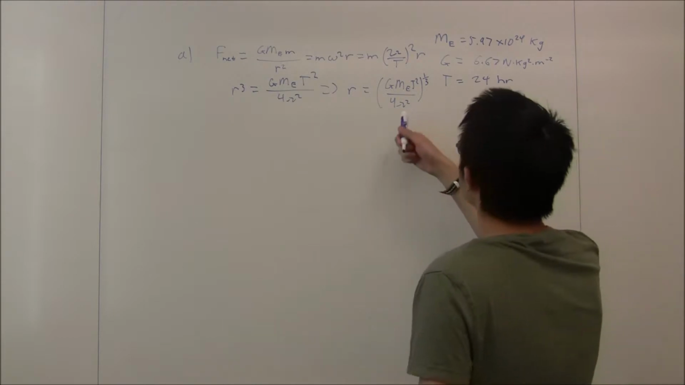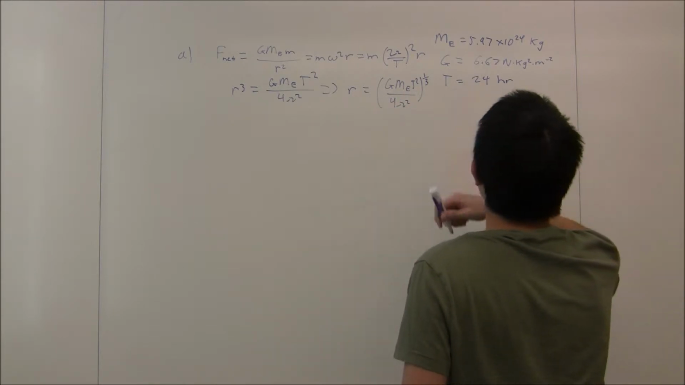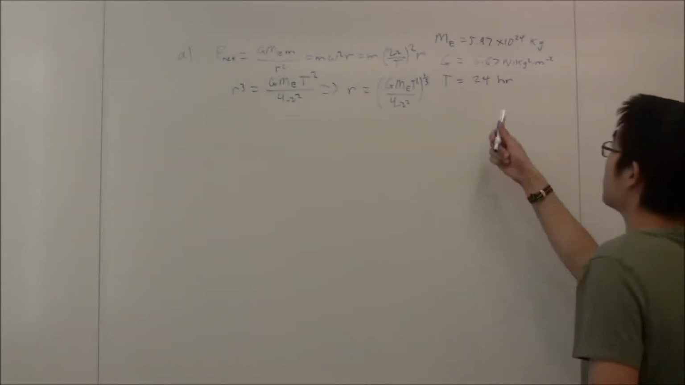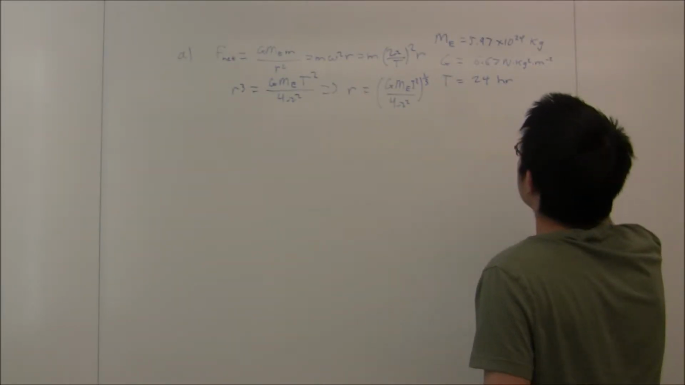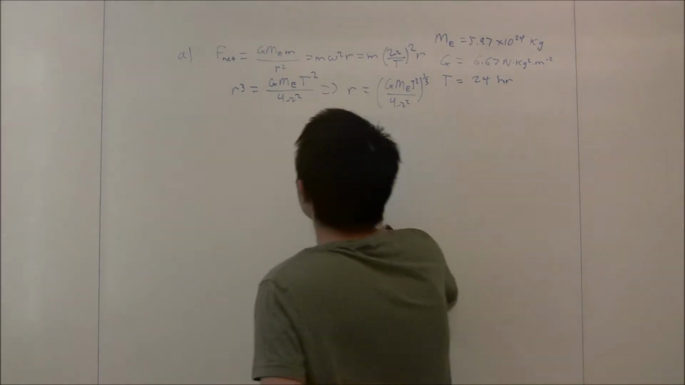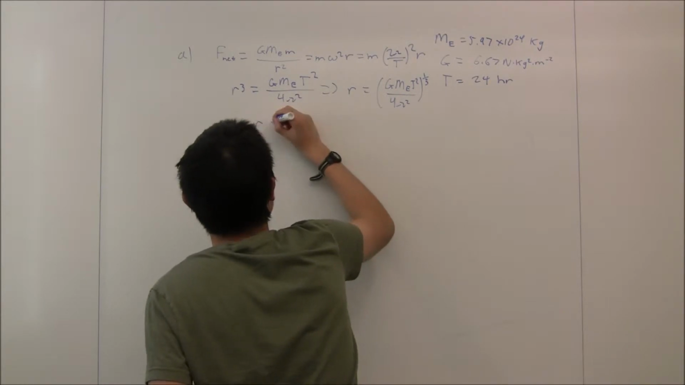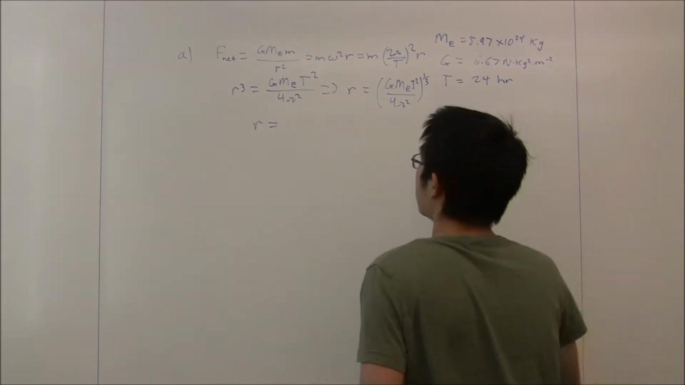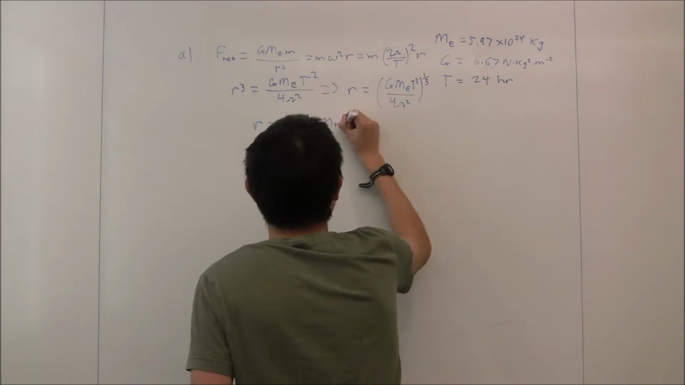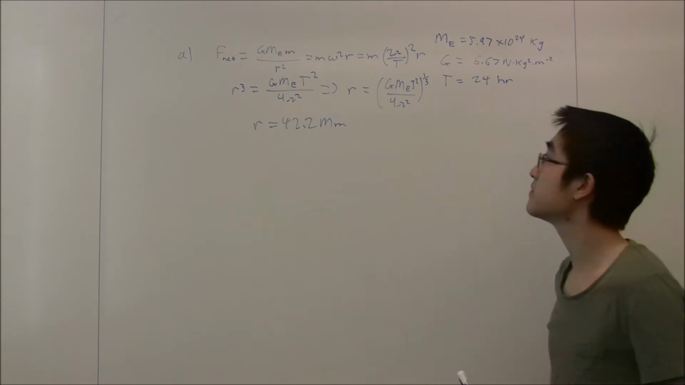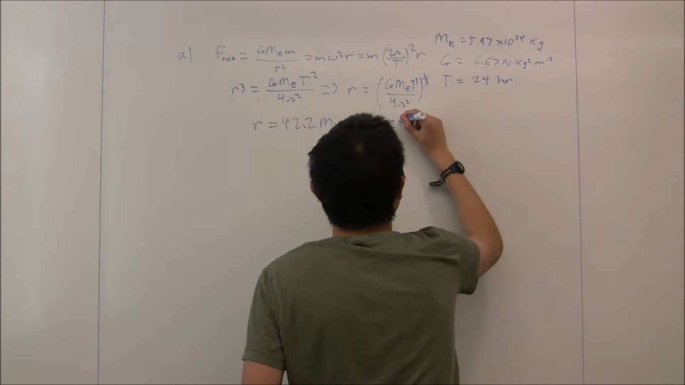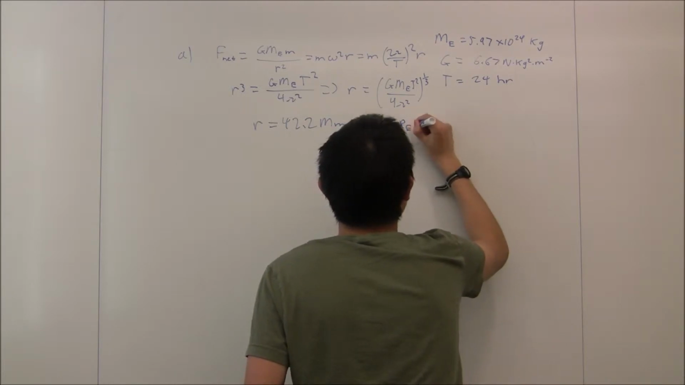So if we plug in our values for big G, which is 6.67 times 10 to the -11 newtons times meters squared per kilogram squared, the period is 24 hours, and the mass of the Earth is 5.97 times 10 to the 24 kilograms. So the radius of the geosynchronous orbit is going to be 42.2 megameters, which is 10 to the 6 meters, which is approximately 6.62 times bigger than the radius of the Earth.